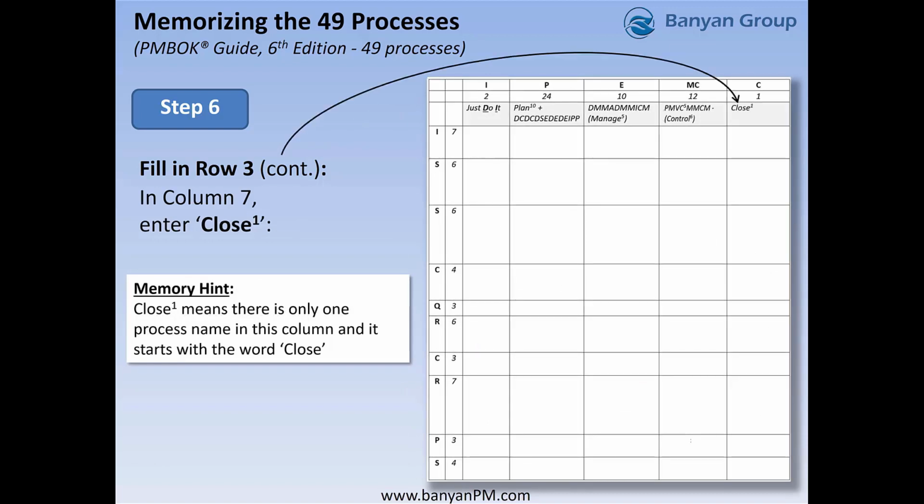Finally, column 7 of row 3, we enter close 1. Close 1 means there's only one process name in this column, and it starts with the word close.